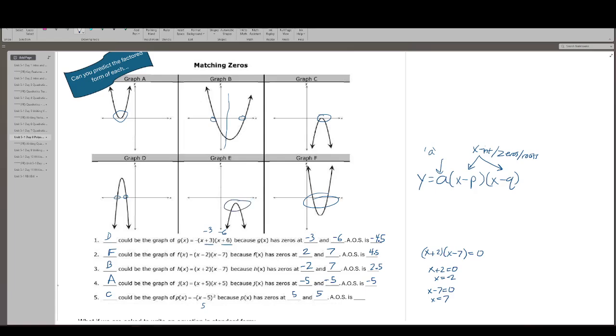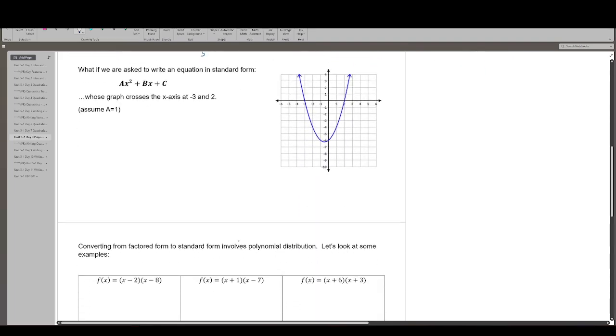Graph E has no x-intercepts, meaning it's actually impossible to write it in this factored form or intercept form because this form is all about the intercepts. So if there aren't any, it's not possible to write it in this form at all. Okay, our axis of symmetry here is 5, and we'll move on to the main part of today's notes.